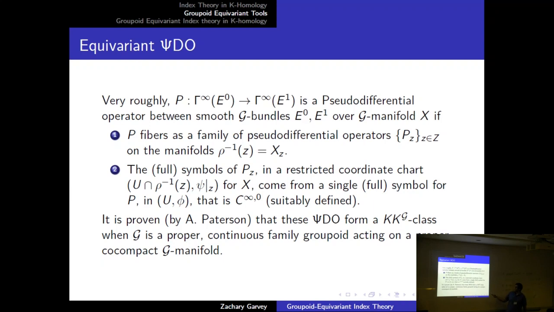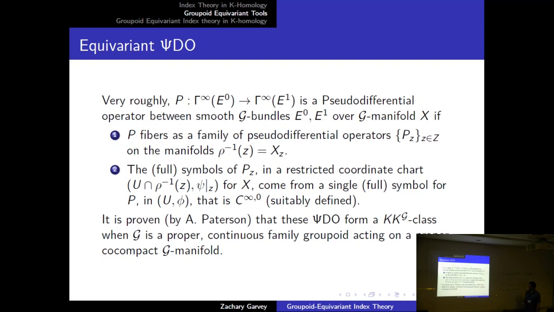There's a really great paper by Paterson about these operators, specifically in the context where G is a proper continuous family groupoid. Continuous family groupoid just means that the range and source maps, if you think of those as maps from the groupoid to the object space, make it a continuous family of manifolds over the object space via these two maps, with a little bit extra. Okay, if you have one of these acting on a proper cocompact G-manifold, so the quotient is compact, then this family of pseudodifferential operators actually forms a KK class. So there's a nice paper by him.